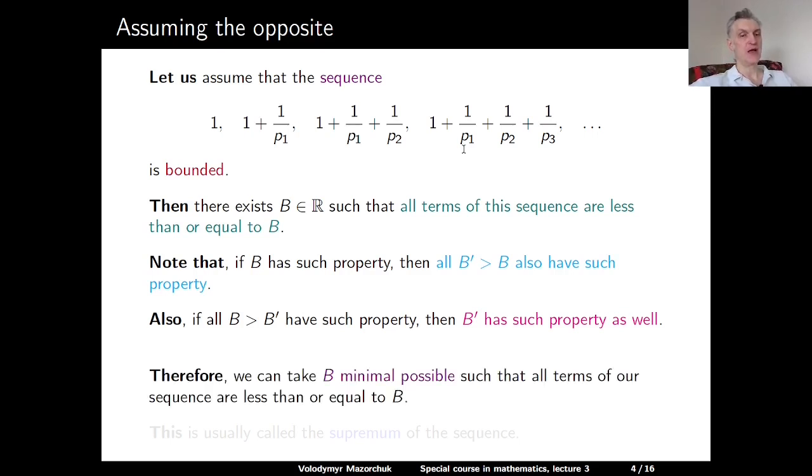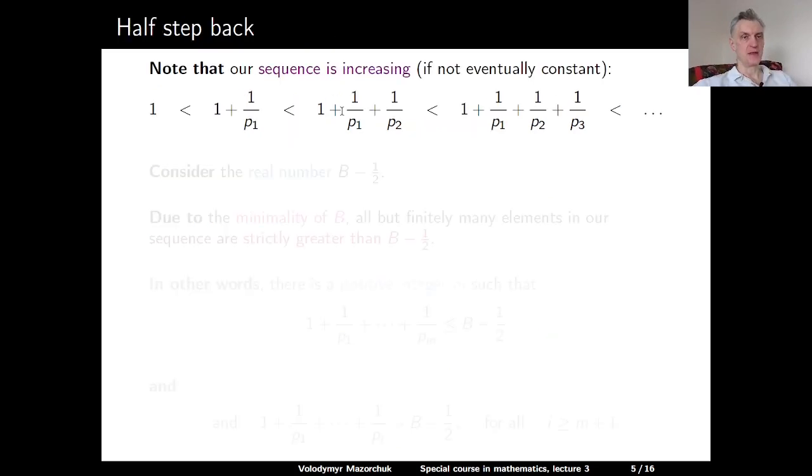Therefore, we can take the set of all bounds of our sequence, and this set has a minimal element. So we can take as capital B the minimal possible bound for our sequence. And this is usually called the supremum of the sequence. Now note that our sequence is increasing or becomes constant after a finite number of steps. So 1 is smaller than 1 plus 1 divided by p1.